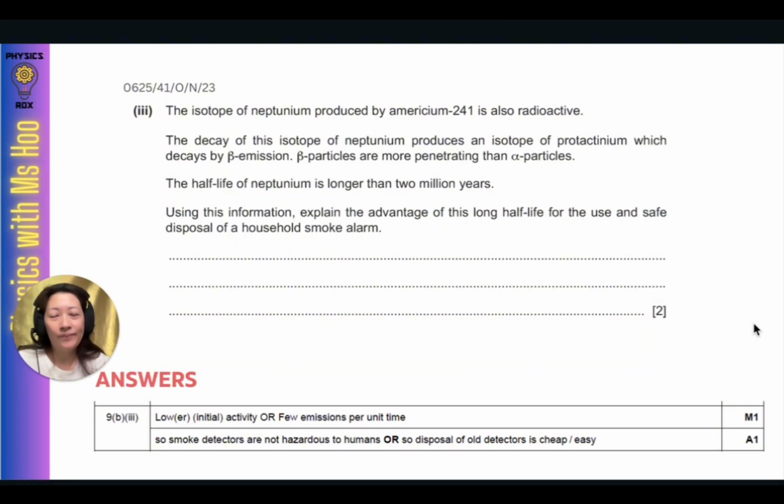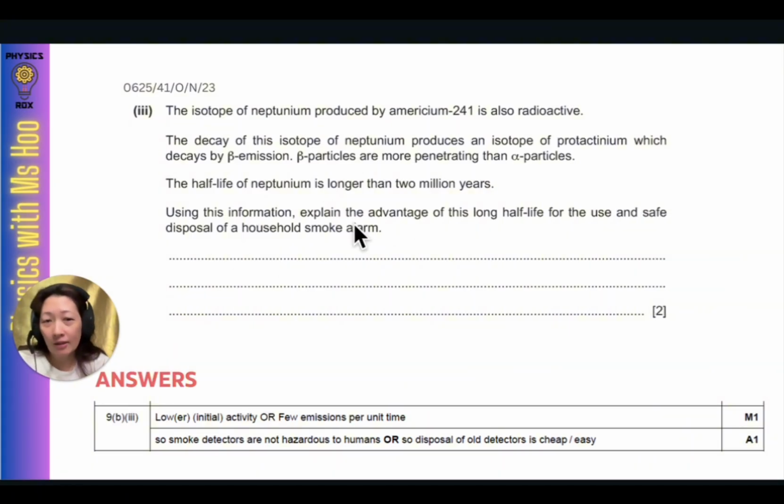alarm. Okay, so this question was really long, and if you remember what I mentioned in an earlier part of this video, sometimes it'll give you grandfather stories that have nothing to do with the actual question. So you can see that all this talk about neptunium and beta particle emission has nothing to do with what the question is actually asking for. They want you to explain the advantage of this long half-life. The long half-life they're referring to here is the half-life of neptunium, which is longer than 2 million years.